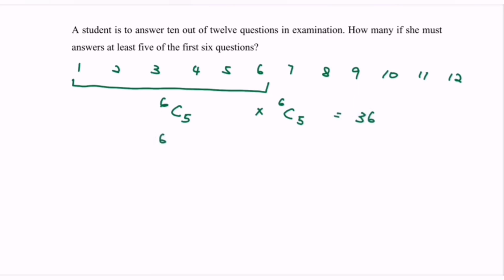Next, 6C6 multiplied by 6C4, and we have 15. So totaling up, we have 51 ways to answer 10 out of 12 questions, for the situation of at least 5 of the first 6 questions.